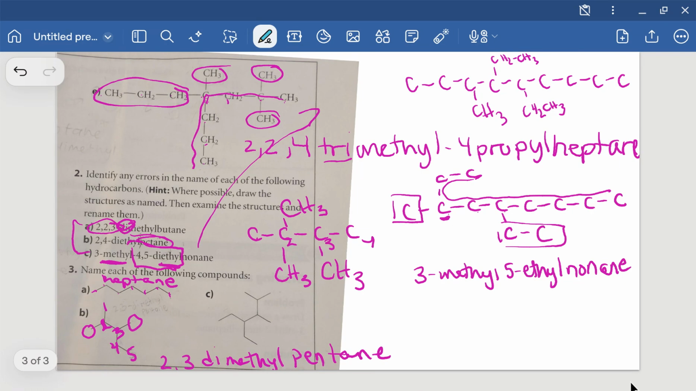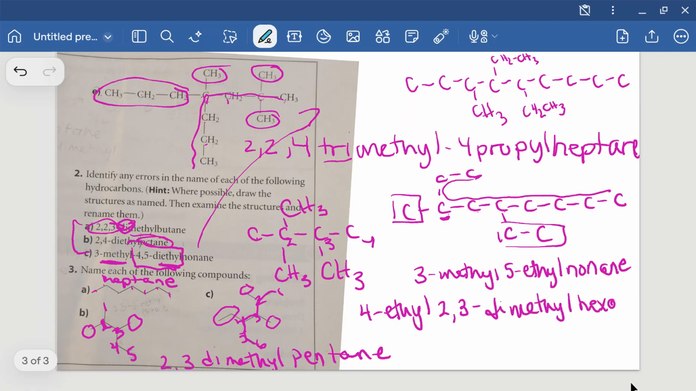Pent. And then this last one, I'm looking at my longest chain possible. It looks like it doesn't matter what way I go here. I'm going to start numbering from the top to get my lowest side group on number 2. So 3, 4, 5, and then 6. And then I have this side group, which is methyl, and then this one is ethyl. So I'm going to name ethyl first. So 4-ethyl, and then on carbon 2 and 3, 2,3-dimethyl. And then 6 carbons altogether on the longest chain, hexane.